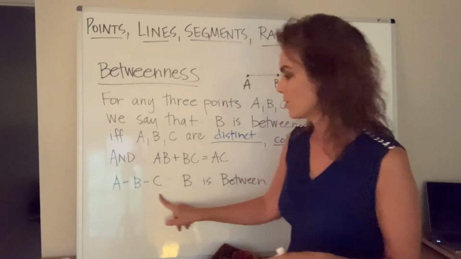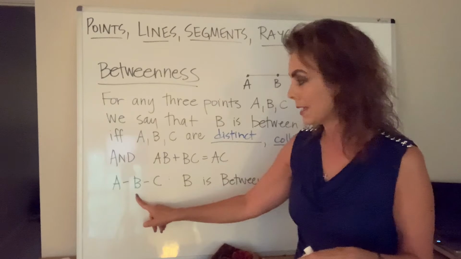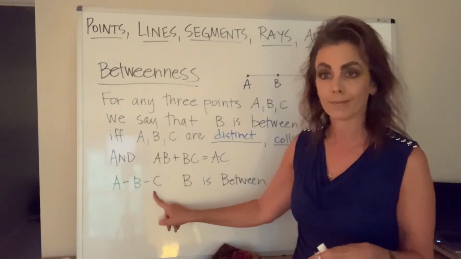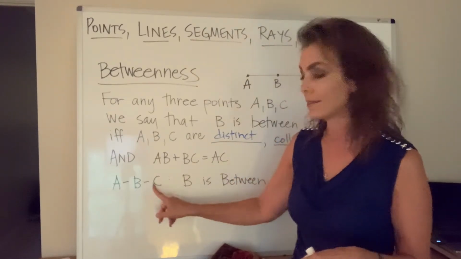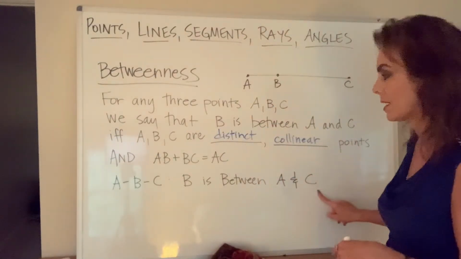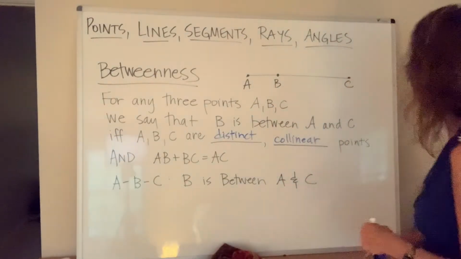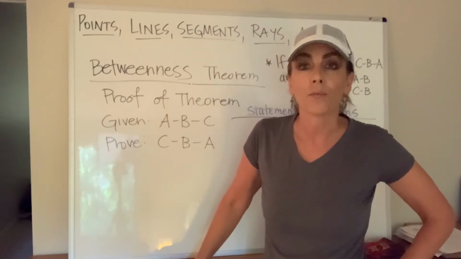Now, this is a notation we use for B is between A and C. Okay, it's these little hyphens in between. And so that's just the notation. So B is between A and C. Okay, so betweenness.